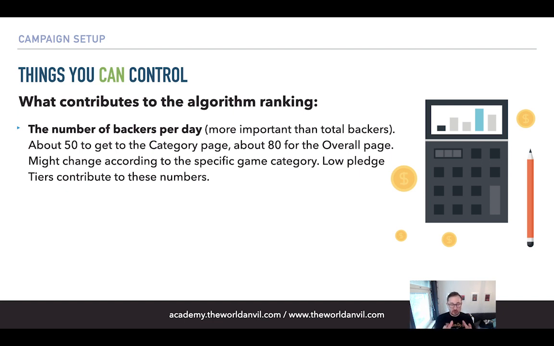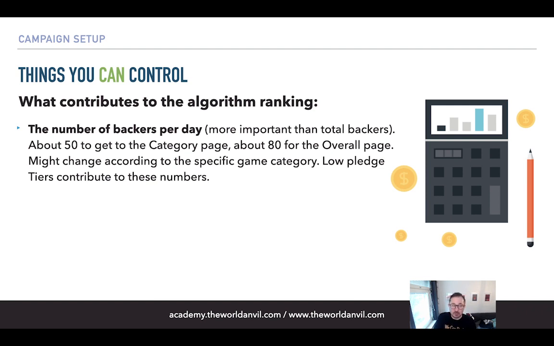But anyway, just to give you an idea, to get to the right category page, you need to have at least 50 backers per day and 80 for the overall page. This scales back according to what is the competition at the moment and things like that. So these are variable numbers. Again, if you're launching in the US, these numbers are going to be higher. If you're launching in a smaller market, they're going to be lower. But these are numbers I've seen over and over, so they're quite reliable.